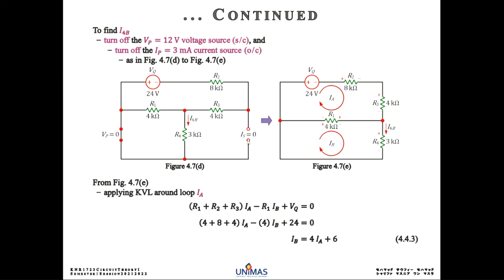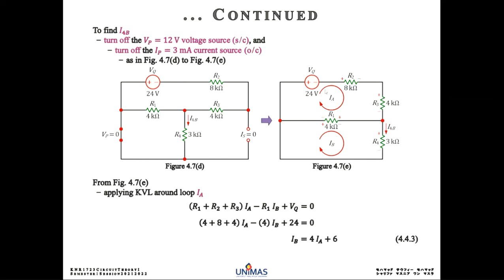So R2 and R3 are in series, and then you have R1 in between, and you have your R4. So you see this circuit, you want to find what is I4B. How are you going to do it? The only thing you can do is apply mesh analysis.